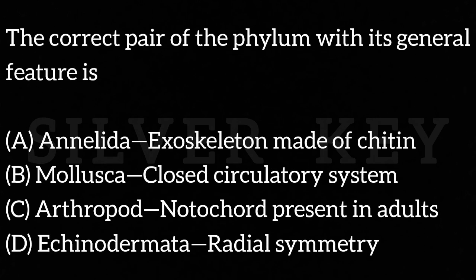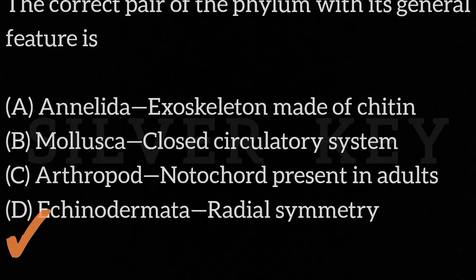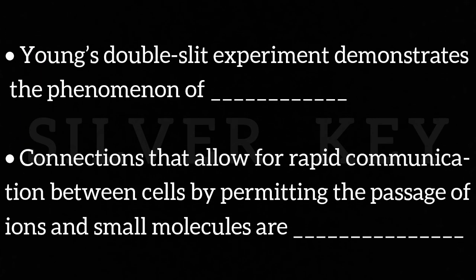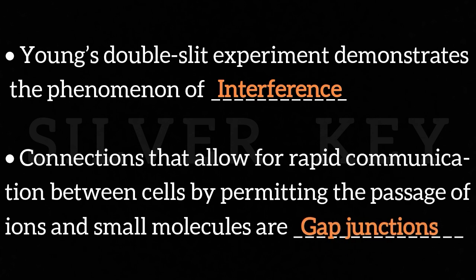The correct pair of the phylum with its general feature is Echinodermata with radial symmetry. Young's double-slit experiment demonstrates the phenomenon of interference. Connections that allow for rapid communication between cells by permitting the passage of ions and small molecules are gap junctions.